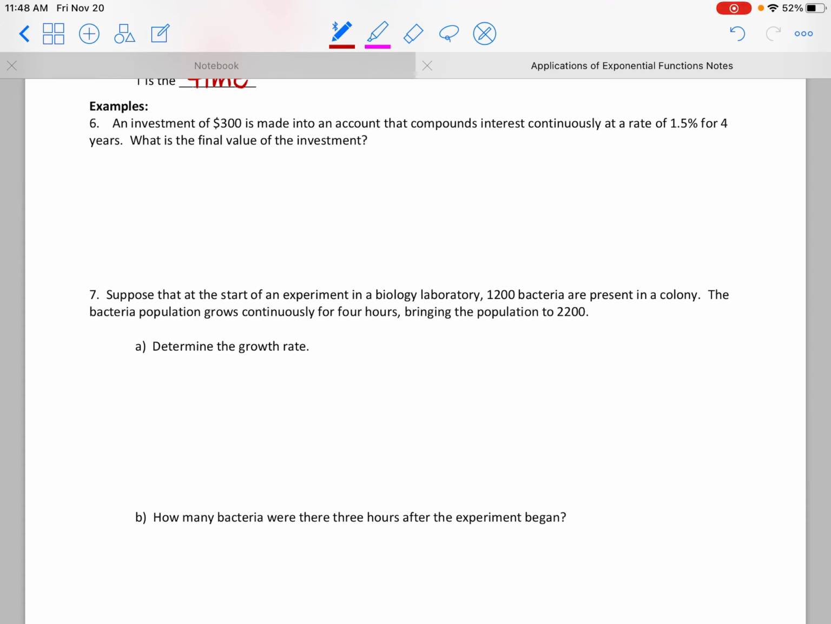So it says an investment of $300 is made into an account that compounds interest continuously. That is telling you to use your continuous formula, your base of e, at a rate of 1.5% for 4 years. And what is the final amount? So our principal investment is 300. We have continuous interest, that's telling me what formula to use. Rate is 1.5%, which is 0.015 as a decimal, and then our time is 4 years. So A is going to equal, oh, this is not 3,000, it's 300.